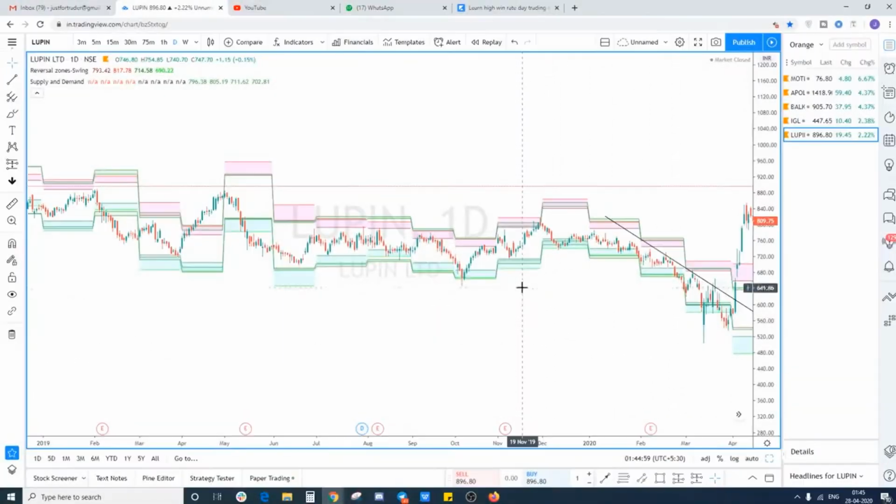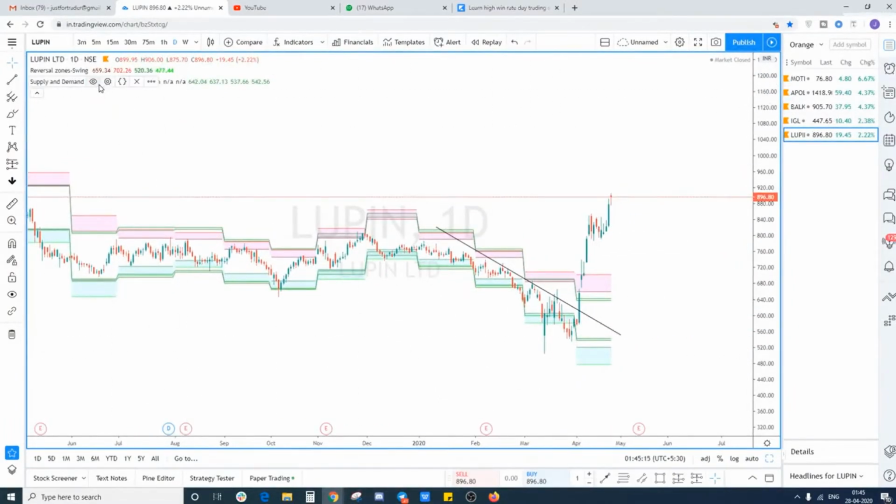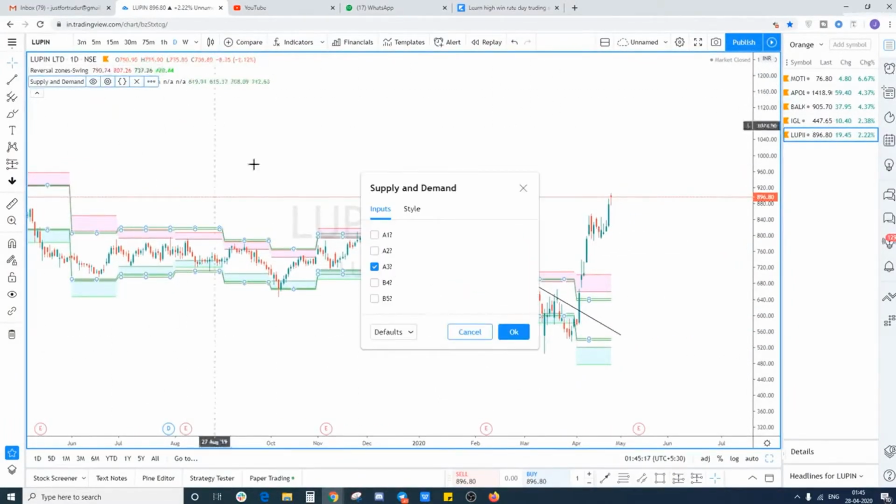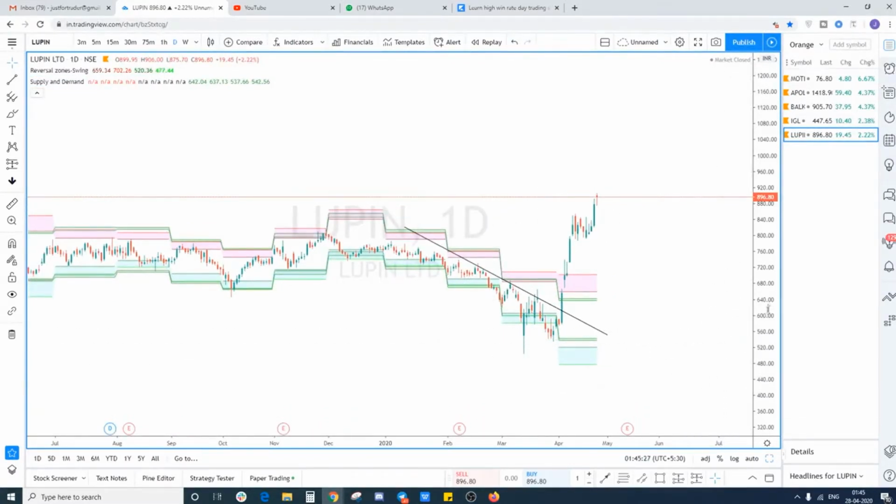Hello friends, in this video we are going to look at another amazing strategy based on swing trading. We are going to use another indicator called Reversal Zones Swing, and combine it with A3 zones. Turn off all other zones, A1 and A2, and just keep the A3 zones.